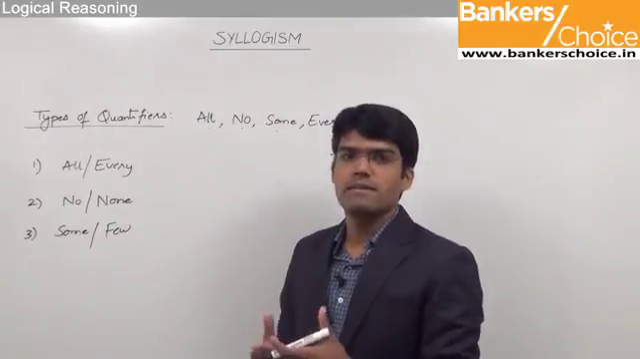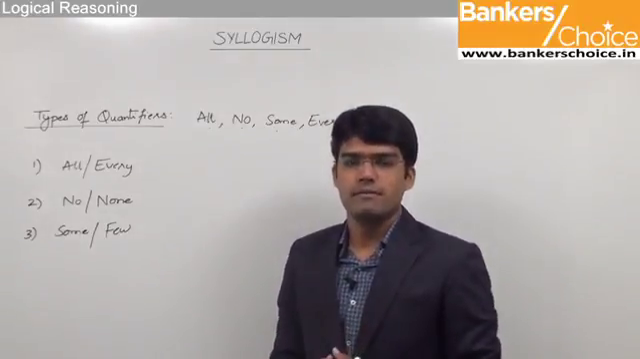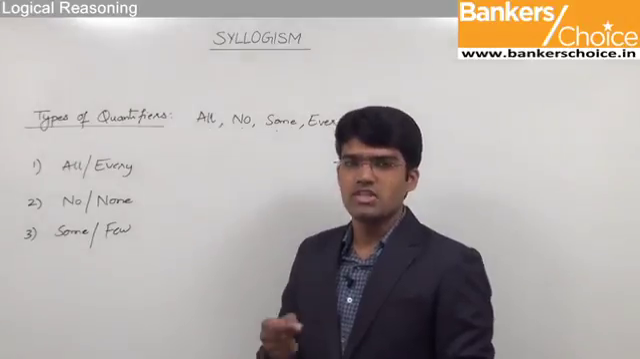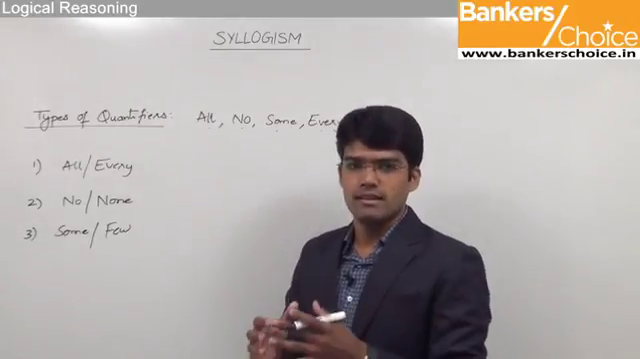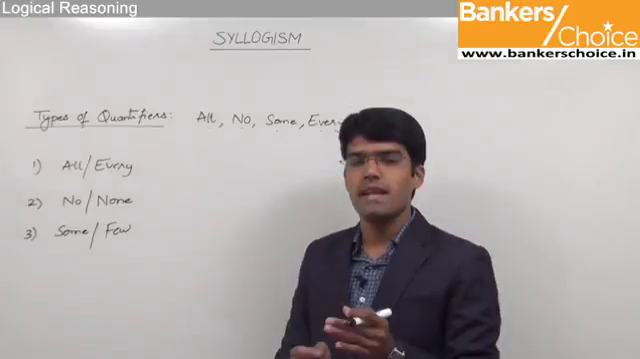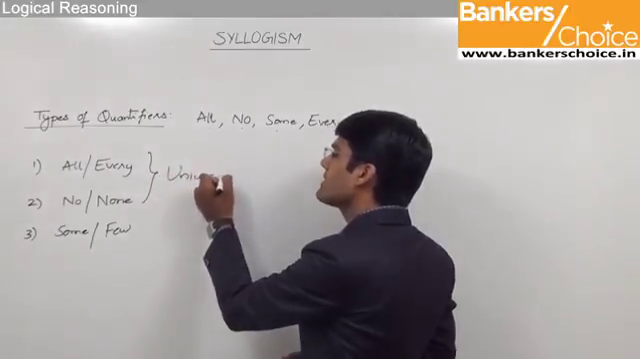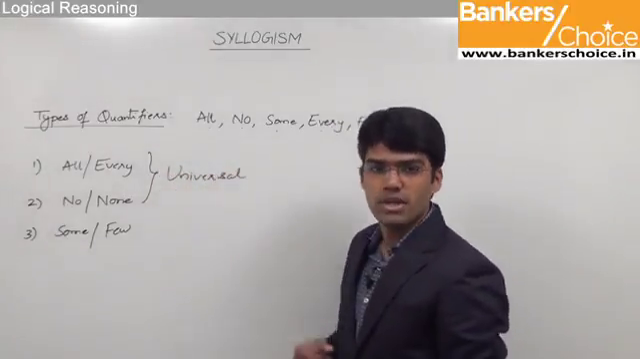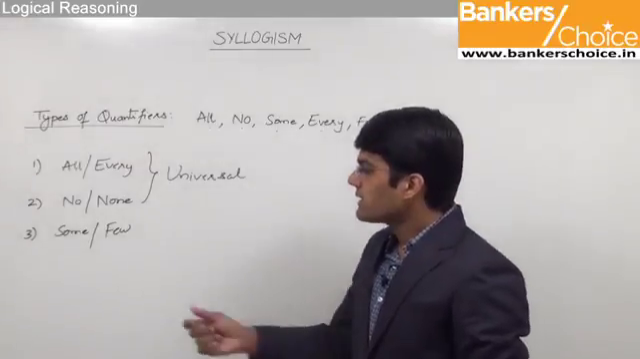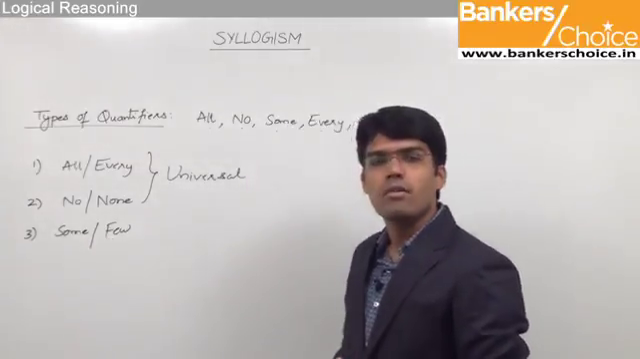For example, when we say all A's are B's, it means each and every A in the set is B. Similarly, when we say no A is B or none of the A's are B's, it means each and every element in the set A is not a part of set B. So these two quantifiers, all or no, are referred as universal quantifiers because they refer to each and every object of the given set. The third type of quantifier that we have is some or few.